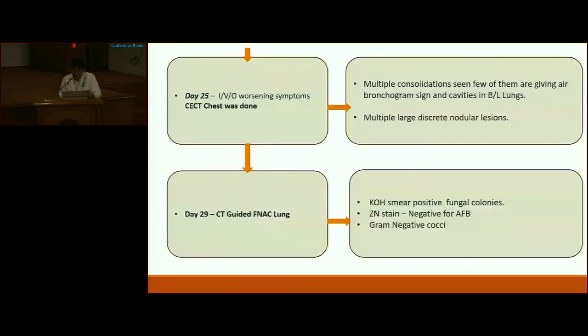Later, in view of worsening symptoms, CT chest was done, which shows multiple consolidations with air bronchogram sign and cavities in bilateral lungs, with discrete nodules in bilateral lungs. And later they did the CT-guided FNAC, which shows KOH smear positive fungal colonies and gram-negative cocci.